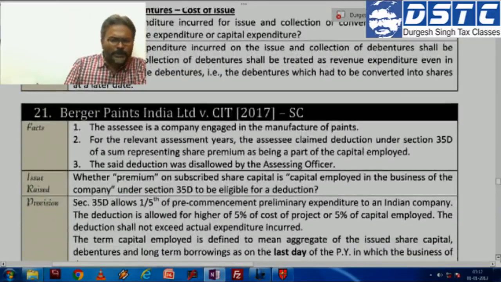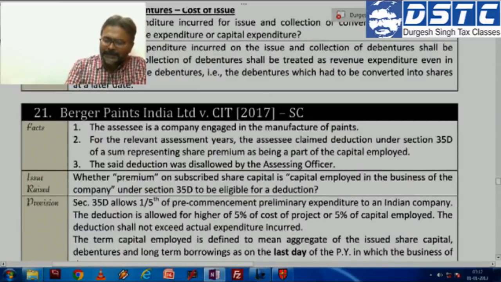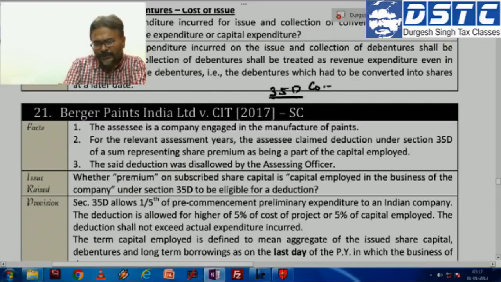Berger Paints Limited, students, Supreme Court. Share premium, will it form part of the capital employed or not? See, this is a case of 35D, where a company issues a share capital.